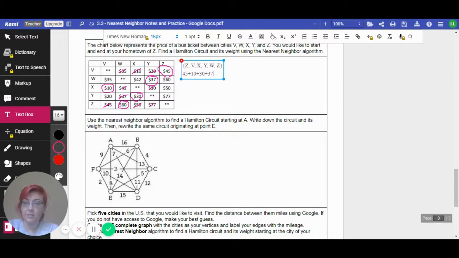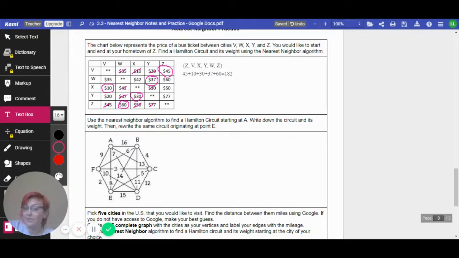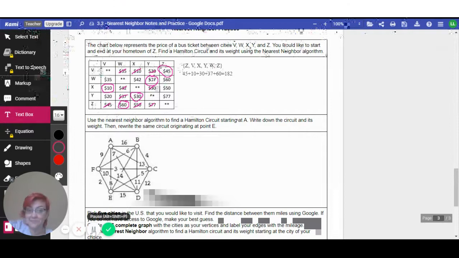37 plus 60. 45 plus 10 plus 30 plus 37 plus 60. All right, so I have a weight of 182. Let's try the next one.